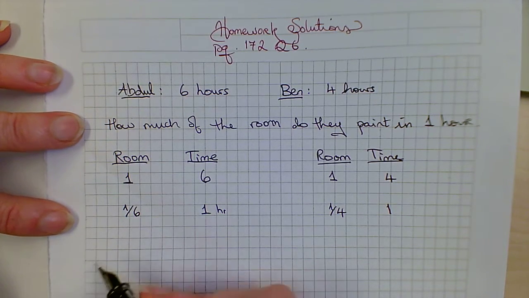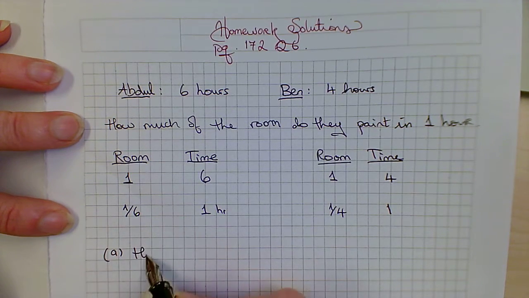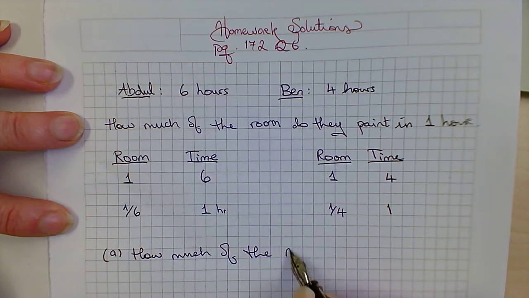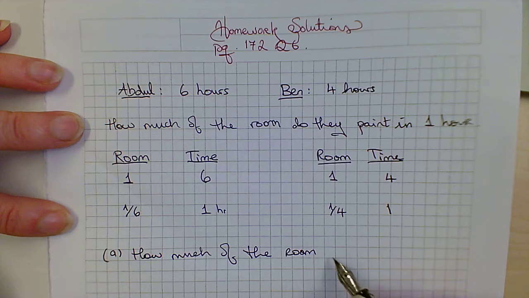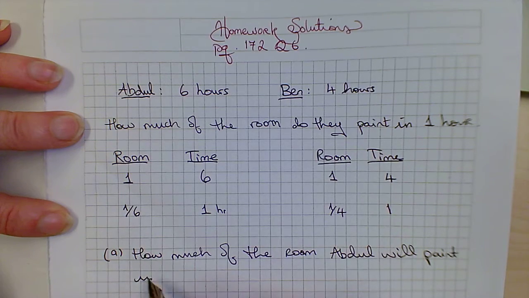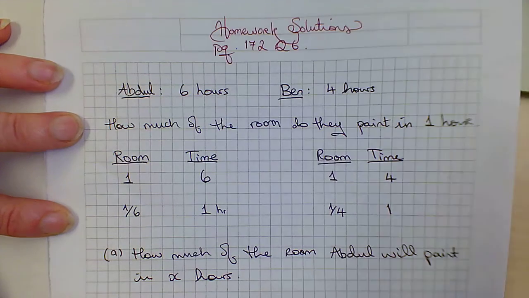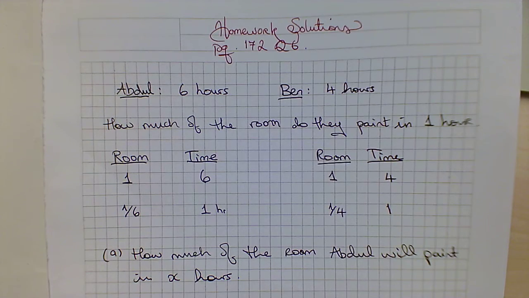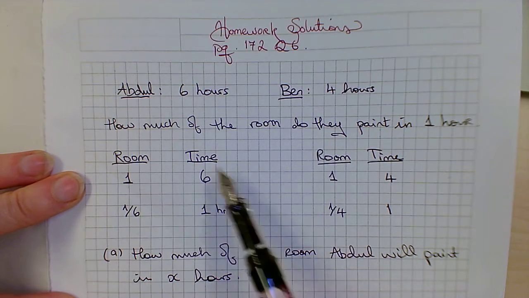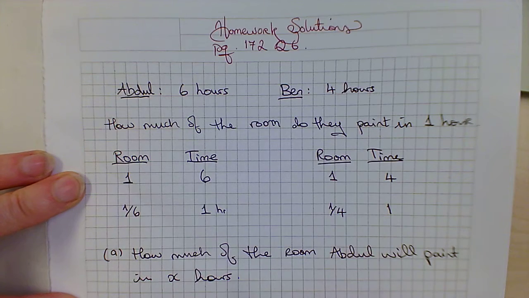And why did I do that? Because question A asked me how much of the room Abdul will paint in X hours. And again, much like what we've done before, if you find it confusing, put some real numbers on it rather than X. So how much of the room will he paint in 3 hours? Well, it's half the amount of time, so it's half of the room.